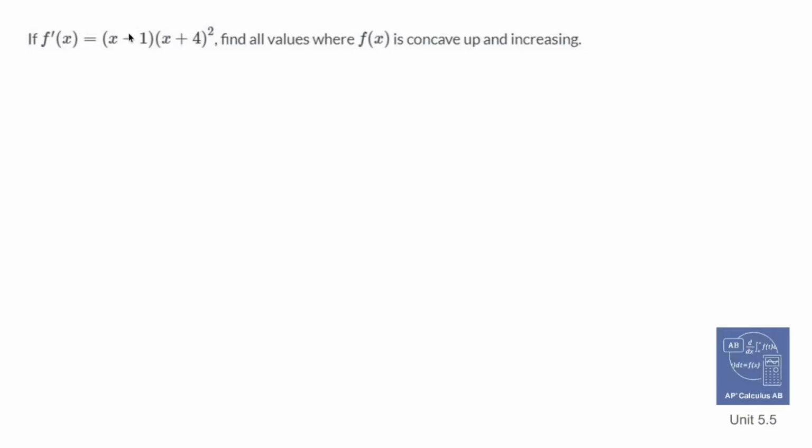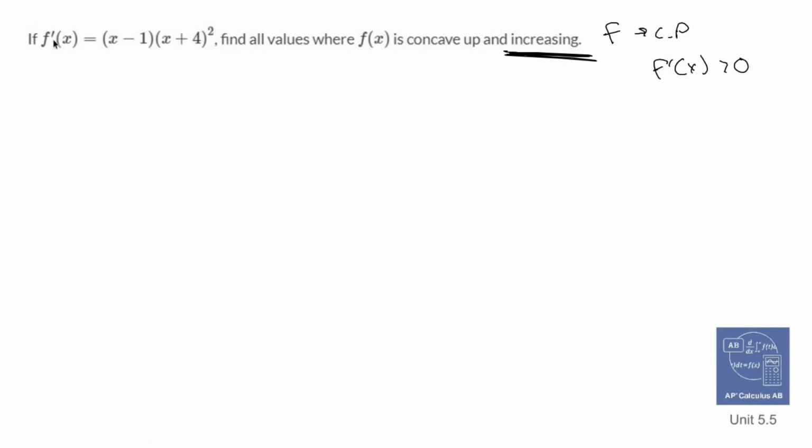If f prime of x equals x minus 1 times the quantity x plus 4 squared, find all values where f of x is concave up and increasing. So let's deal with that guy first. Okay, when something is increasing, what you do is you take the function, you find the critical points, and you find out where the derivative is positive.